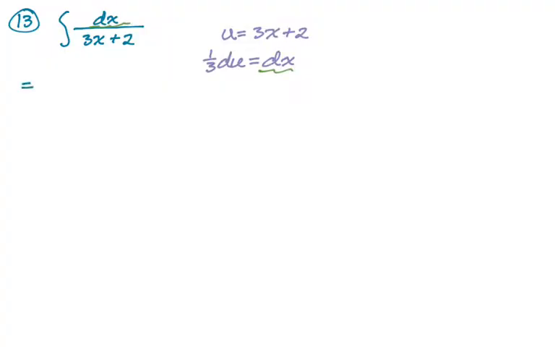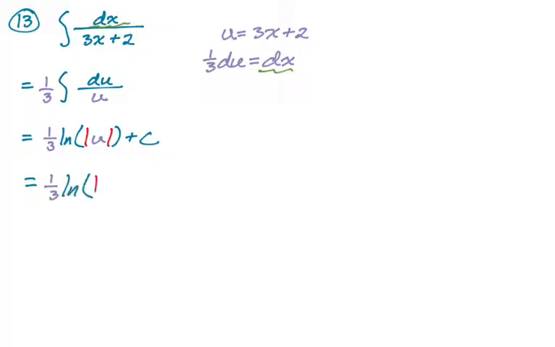So you immediately pull out the 1/3. You get the integral of du over u. Perfect. So this will be 1/3 the natural log of the absolute value of u, right? We're putting it in red because it's super important and you can't forget it. And then we'll just sub back in. So 1/3 natural log absolute value of 3x plus 2, and then plus c.